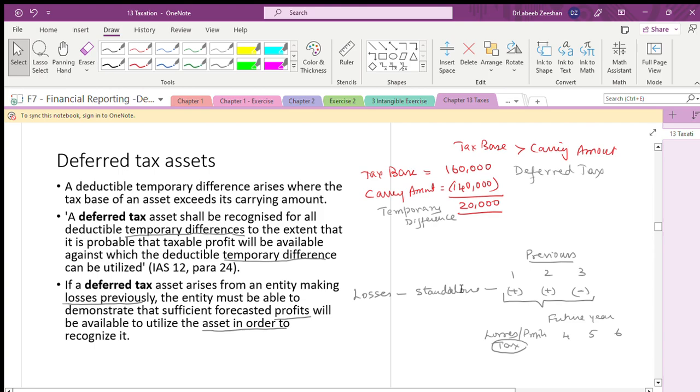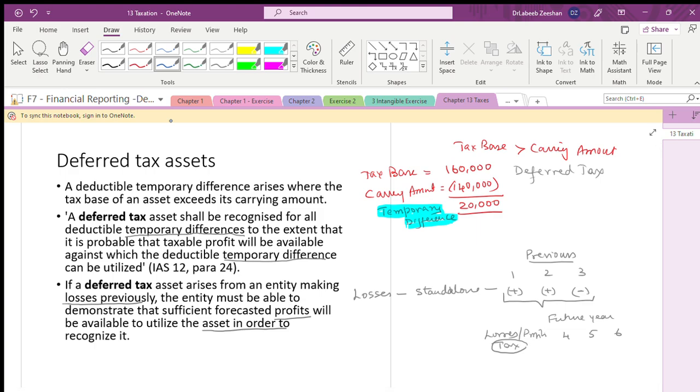The deferred tax asset and deductible temporary difference arise when the tax base is how much? Here there will be a temporary difference. Tax base is 160, carrying amount is how much? 140. You have a temporary difference of 20,000. Whenever the tax base is more and the carrying amount is less, there will be an element of temporary difference. This temporary difference is a very, very important concept, especially in section A and section B.